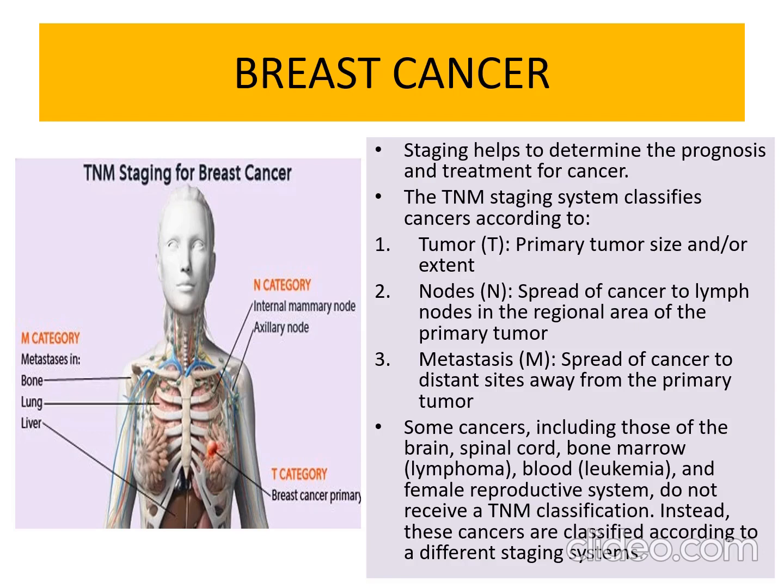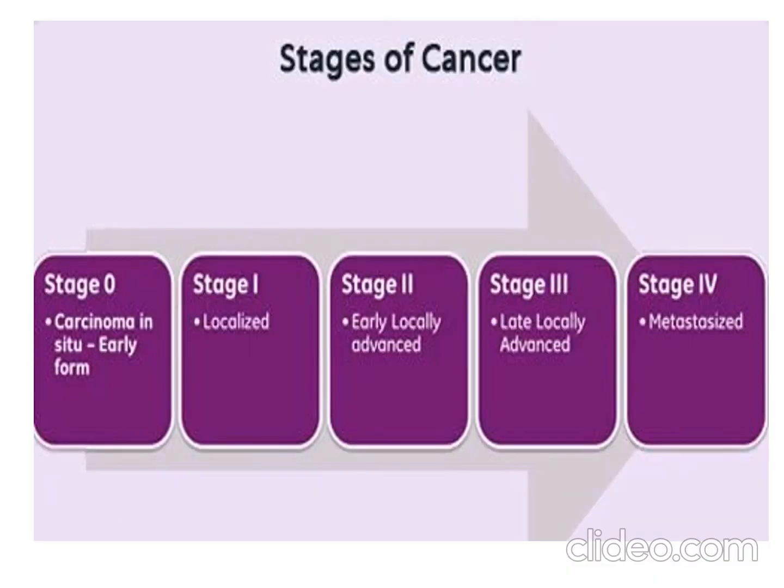But in some cancers, like that of brain cancer, spinal cord cancer, bone cancer, blood cancer, and female reproductive system cancer, T and M classification is not done. There, the staging is there. So we have got different stages from 0 to 4. Stage 0, 1, 2, 3, and 4. In stage 0, carcinoma is in situ, early form. Stage 1, localized form. Stage 2, early localized, advanced form. Stage 3, late locally advanced form. And stage 4 is metastasized form.